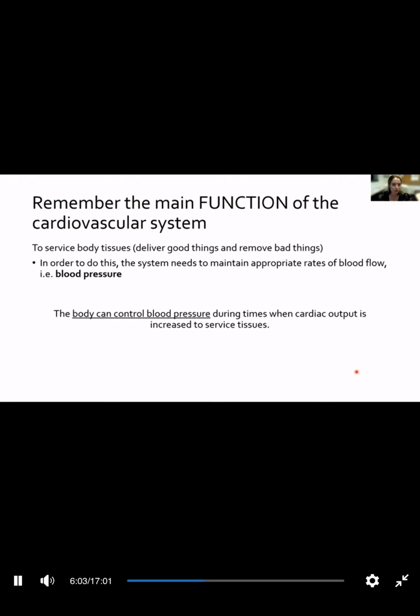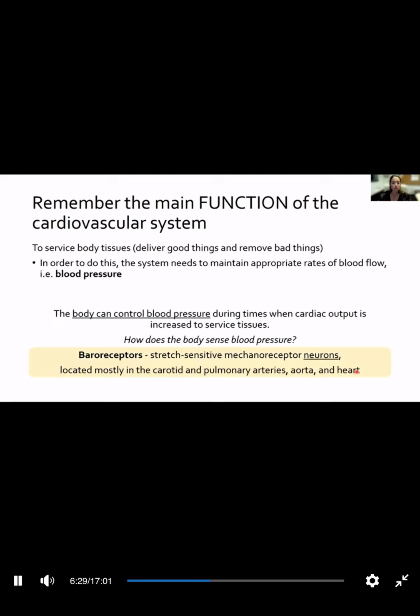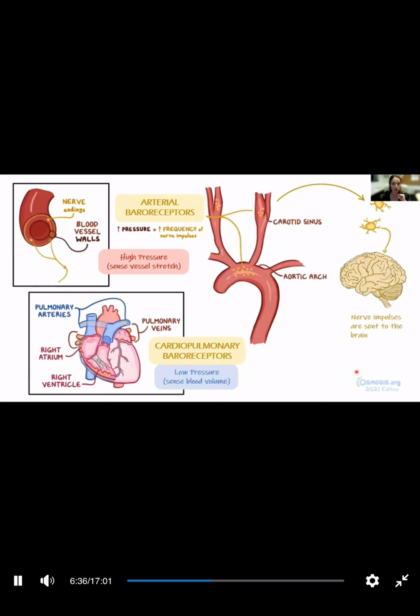We need to regulate blood pressure in order to make sure that at specific times when we need it, there is an increase in cardiac output so that our tissues get the right amount of blood. So how does the body sense pressure? We have natural mechanoreceptor neurons that are stretch sensitive, called baroreceptors. They are located mostly in the carotid and pulmonary arteries, as well as the aorta and various areas of the heart, the right atrium and right ventricle mostly.